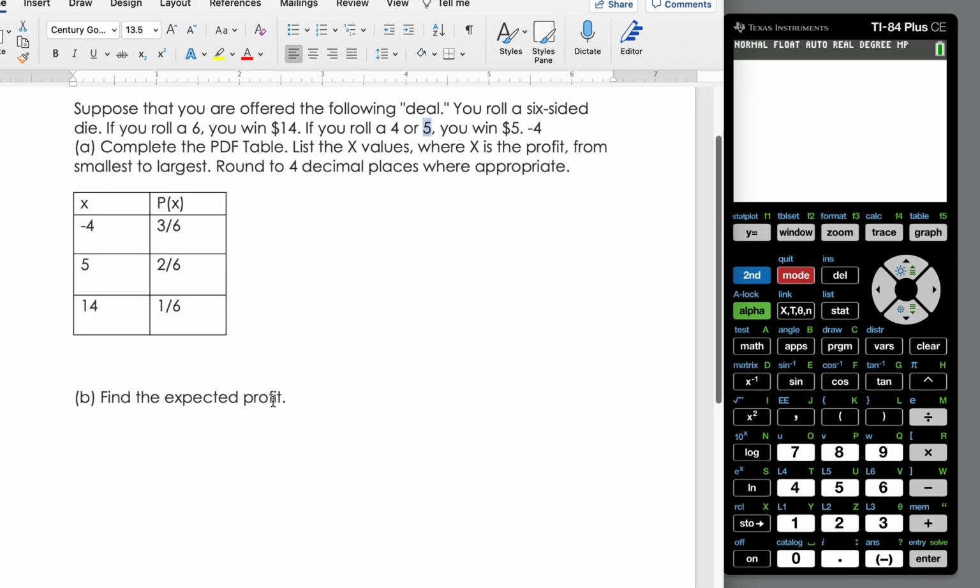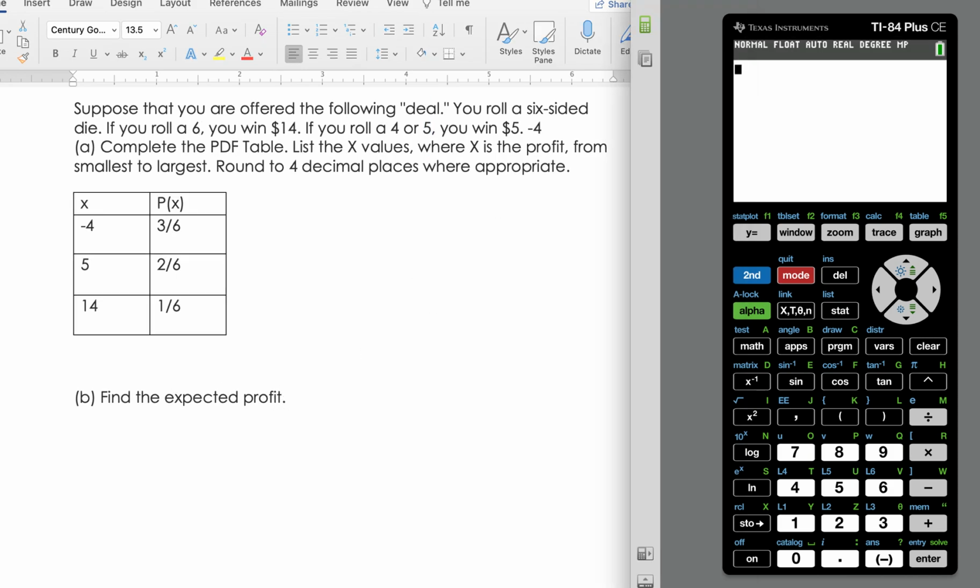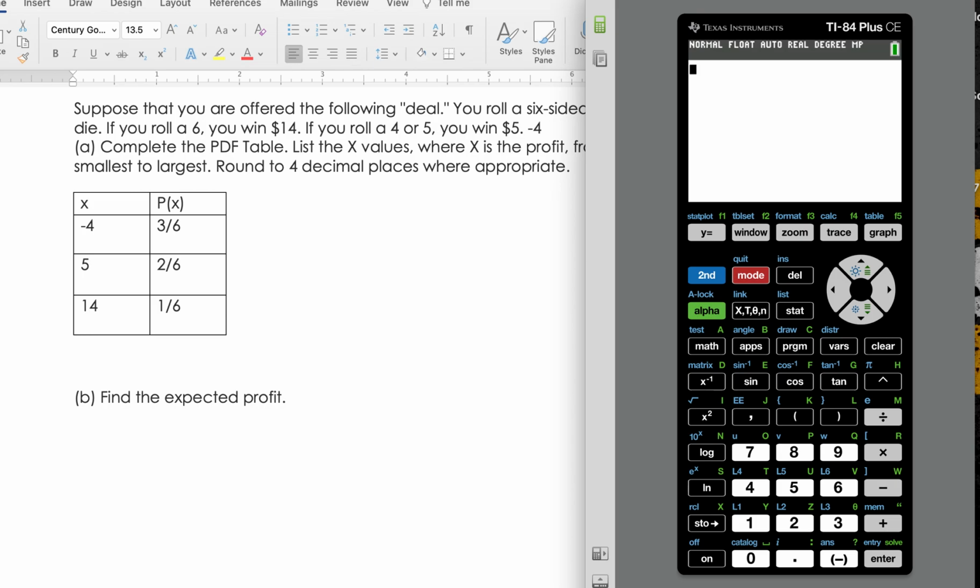Now, to find the expected profit, we're going to take each of these values of X and multiply it by the corresponding probabilities, and then add them all up. That's if we're going to do it by hand. So I would take -4 times 3 over 6, 5 times 2 over 6, and 14 times 1 over 6, and then I would add up all those answers, and that would be our expected profit.